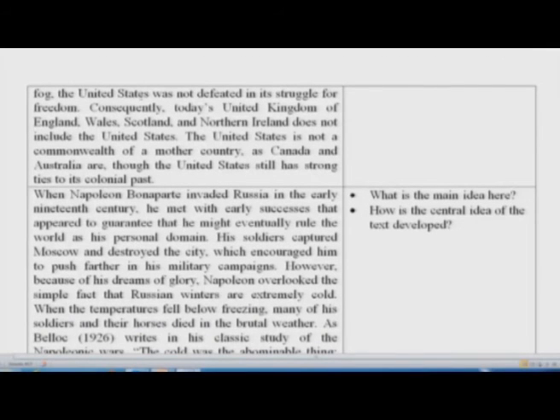Because of this fog, the United States was not defeated in its struggle for freedom. Consequently, today's United Kingdom of England, Wales, Scotland and Northern Ireland does not include the United States. The United States is not a commonwealth of a mother country as Canada and Australia are, though the United States still has strong ties to its colonial past.